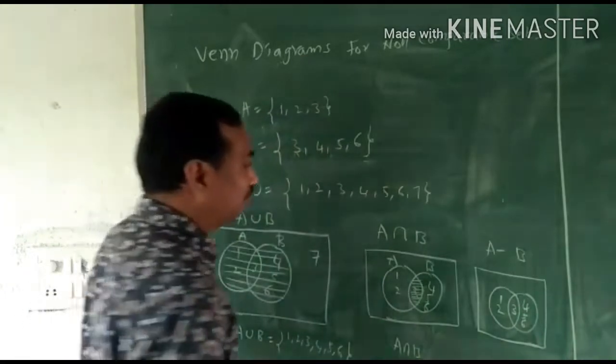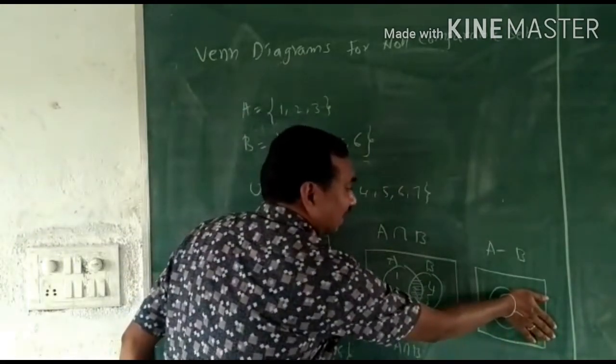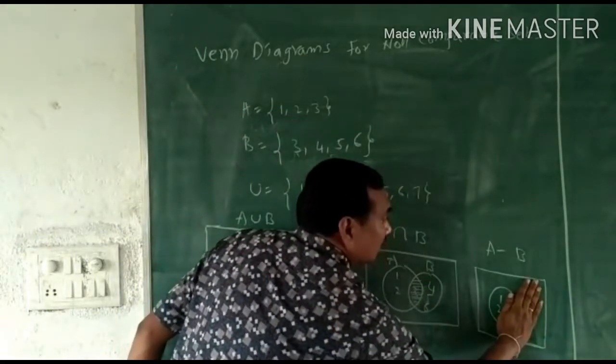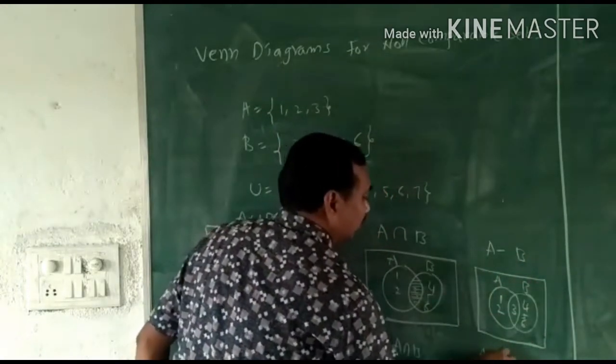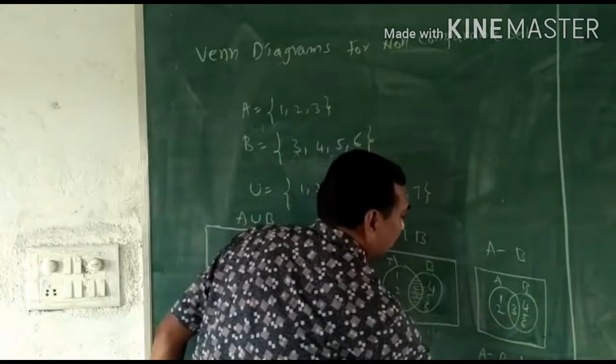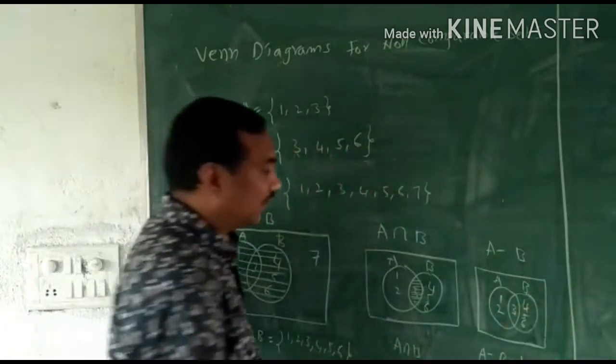A minus B means we completely close this B. So what are the elements of A minus B? 1, 2. Therefore, the shaded area is only that part.